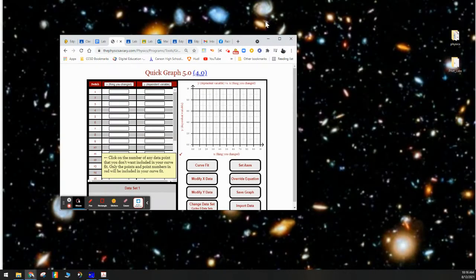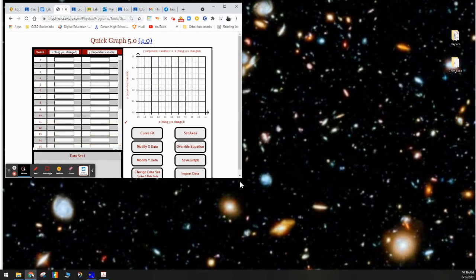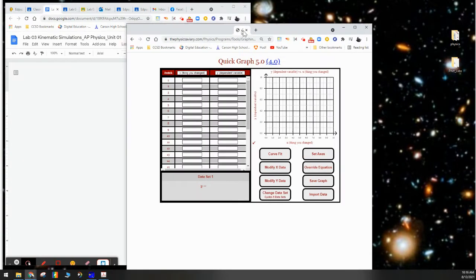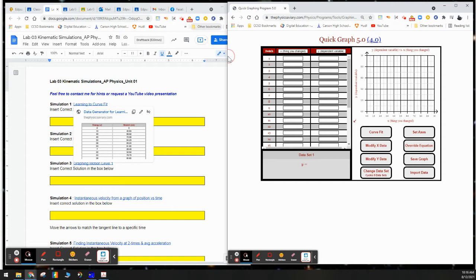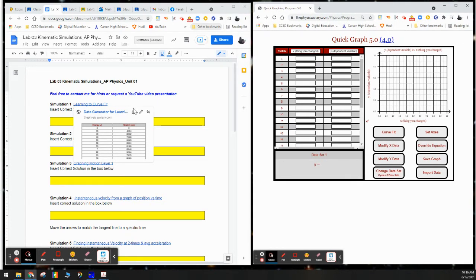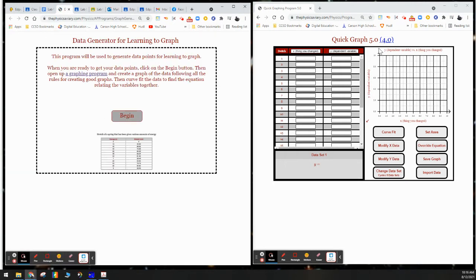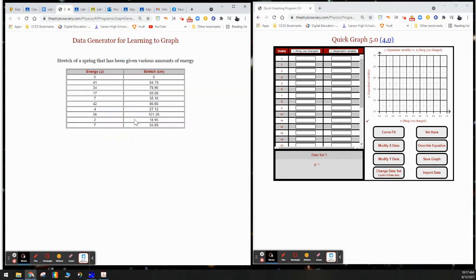Let me minimize this and split screen this. I'm going to put this curve generator over here, which is basically a graphing tool. And let's go back to here again. This is called Quick Graph 5. Whenever I ask you to use a graphing tool, we use Quick Graph. Sometimes we'll use the Google spreadsheet, and sometimes we'll do it by hand. But anyways, we'll click on it here, and it says data generator for learning to graph.